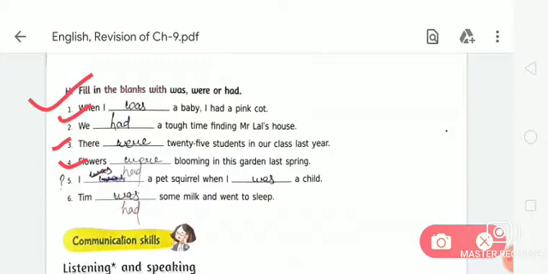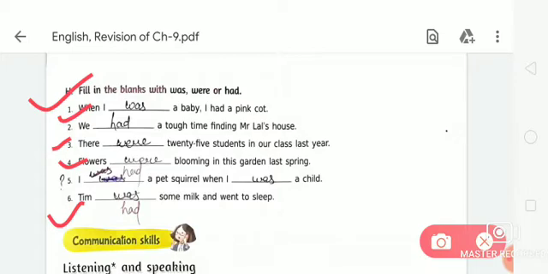Fourth is flowers dash blooming in this garden last spring. So here we will use the given verb, that is were. Okay, flowers were blooming in this garden last spring. Fifth is I dash a pet squirrel when I dash a child. So here on the first blank, that will be had. I had a pet squirrel when I was a child.